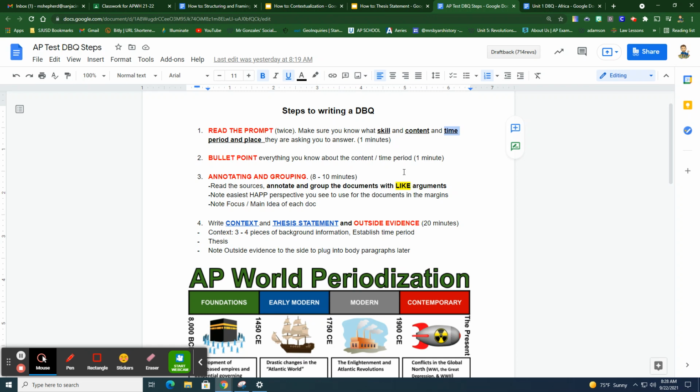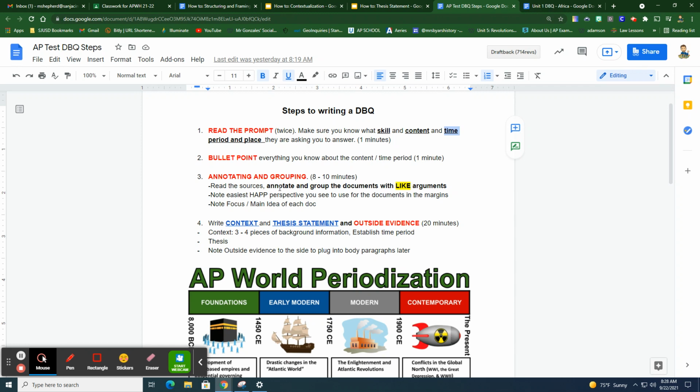You're going to annotate and group the documents with like arguments. So if you made an argument that, hey, pit bulls are aggressive dogs, instead of saying pit bulls are not aggressive dogs, you're going to be looking for the arguments that you could use to support your claim that pit bulls are aggressive dogs, right?